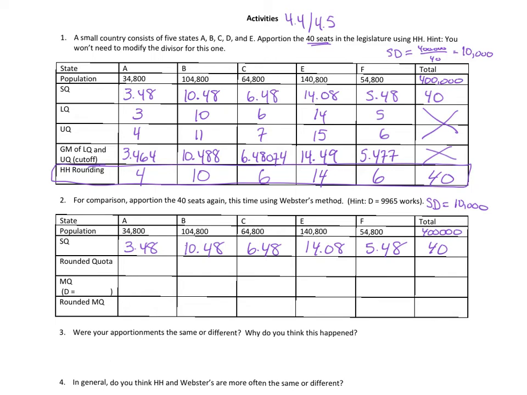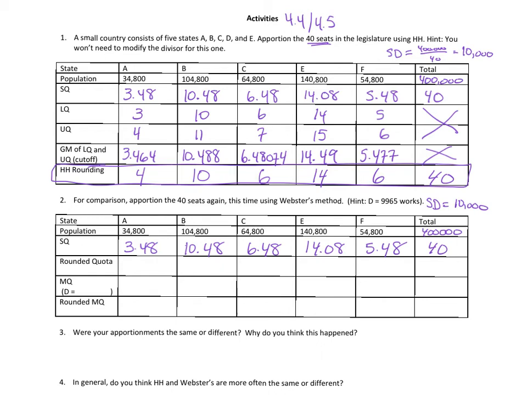For Webster's, we just use standard rounding. Below 0.5 rounds down, 0.5 and above you round up. So the cutoff is 0.5 for Webster, whereas with Huntington Hill, the cutoff is an ever-changing value. It's different depending on your lower and upper quota. For Webster, it's just always below 0.5 round down, 0.5 and above round up.